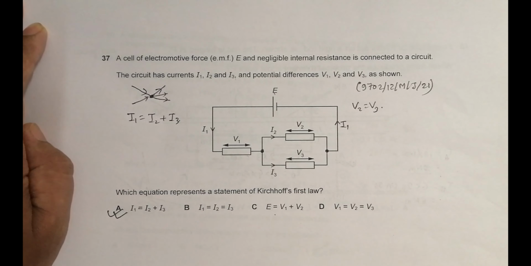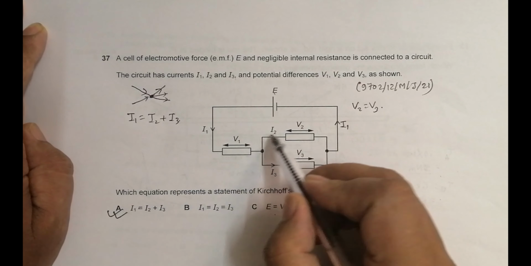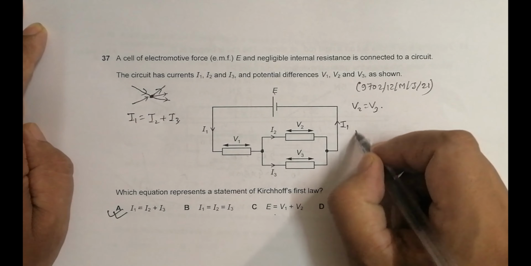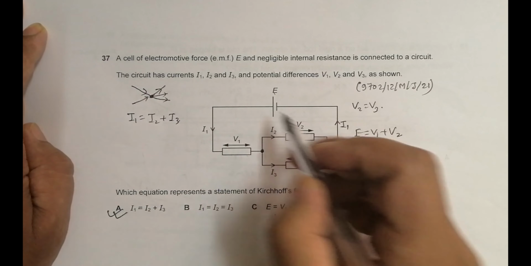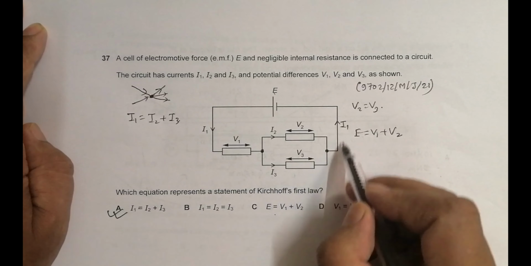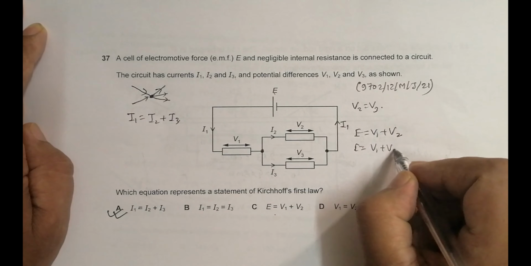But had they asked about the second law, then we would have to go through the equations for PDs. So C and D. From this loop I will have E is equal to V1 plus V2. Or from this loop I will have E is equal to V1 plus V3. Both are correct.